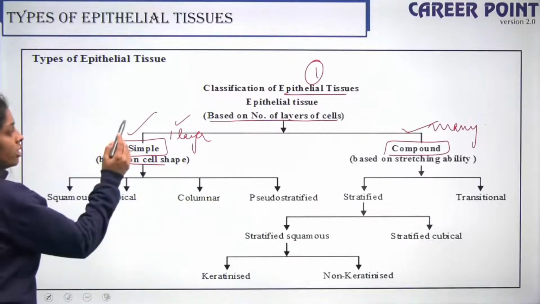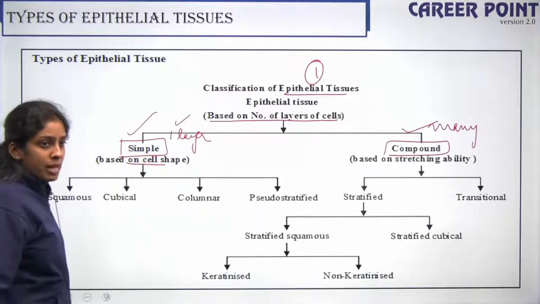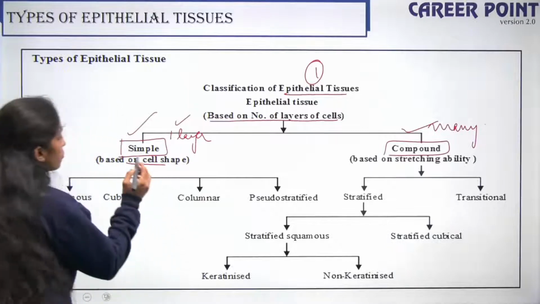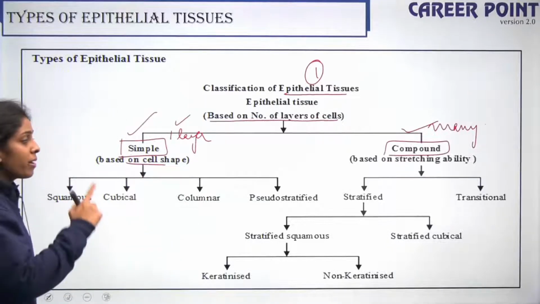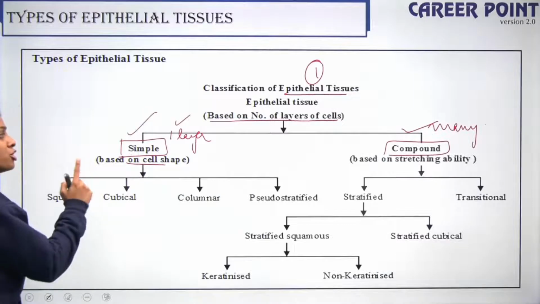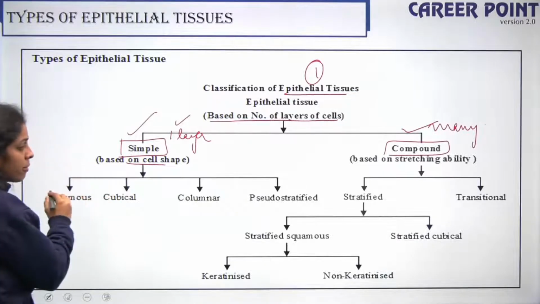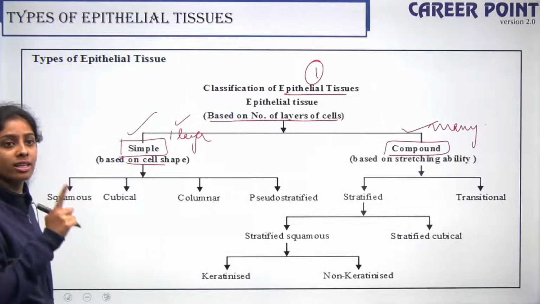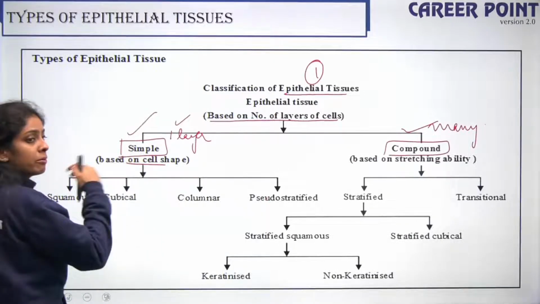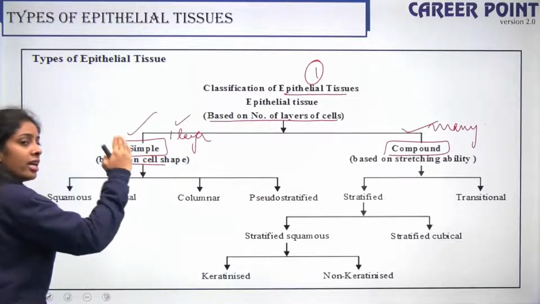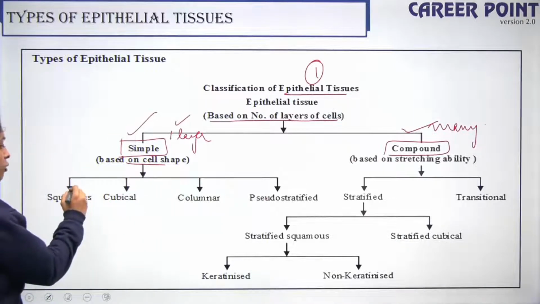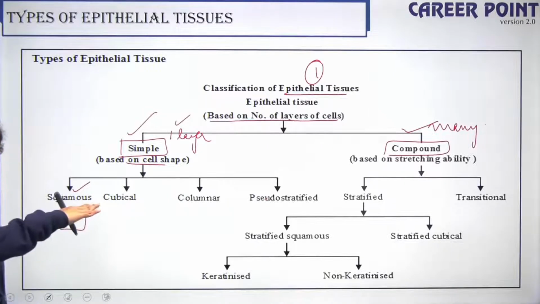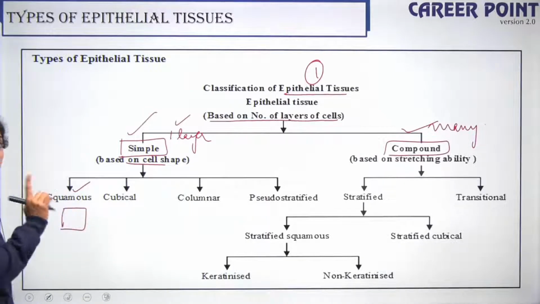Now, talking only about your simple epithelium, it is further divided based on your cell shape. Remember, all this classification is still simple epithelium, so it has only a single layer of epithelial cells. A single layer can be of different shapes. It can be of squamous shape, for example your tile shape. Your tile is a single layer, right? Yes, so that is your squamous shape.